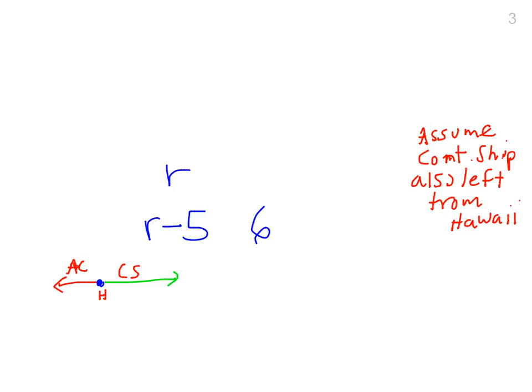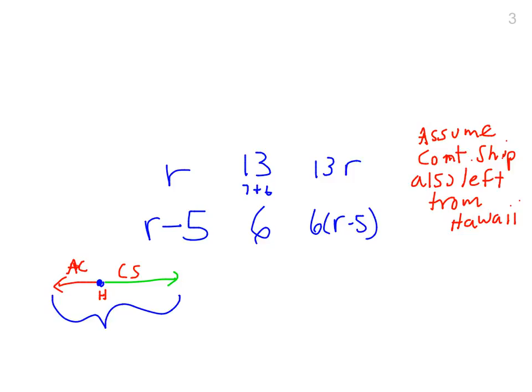Now, the aircraft carrier left 7 hours before the container ship, so the aircraft carrier has been going for 13 hours. Rate times time is distance, 13R, 6 times the quantity, R minus 5. Now, this time they are not equal to each other. The total distance between the ships is 540. So we add these distances together. 13R plus 6R minus 30 is equal to 540.